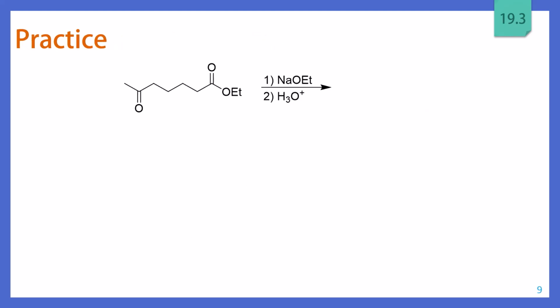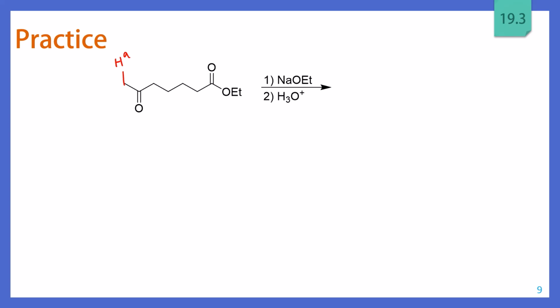So let's do a practice problem here. This one is actually a really interesting problem because we have sodium ethoxide here that matches our ester. That tells us that we're going to have an enolate situation here. But we also have several different alpha hydrogens that we have to consider before we can move forward in this reaction. So we have one on the end of the molecule.